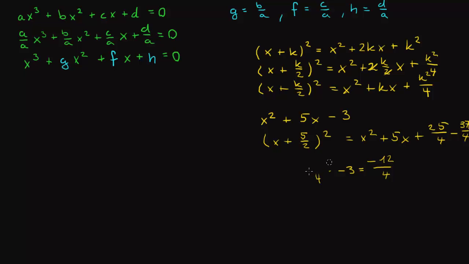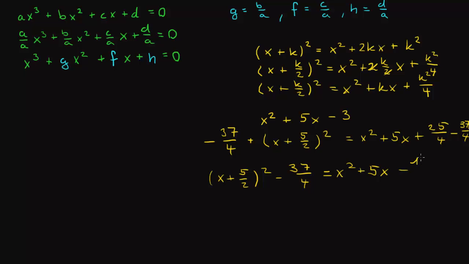So let me erase this. And we do that on both sides, so we say negative 37 over 4 on this side as well, so the value on each side stays the same, right? So we get our equation x plus 5 over 2 squared minus 37 over 4 is equal to x squared plus 5x plus 25 minus 37. Well, we just said that that is -12 over 4, which is equal to -3. So we have x squared plus 5x minus 3. And then you can solve this equation because you know that all of this is equal to 0. That is how you solve for this.